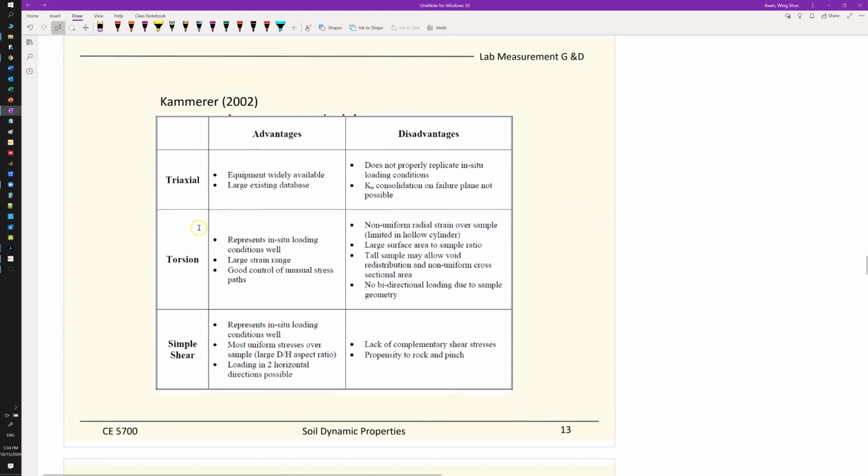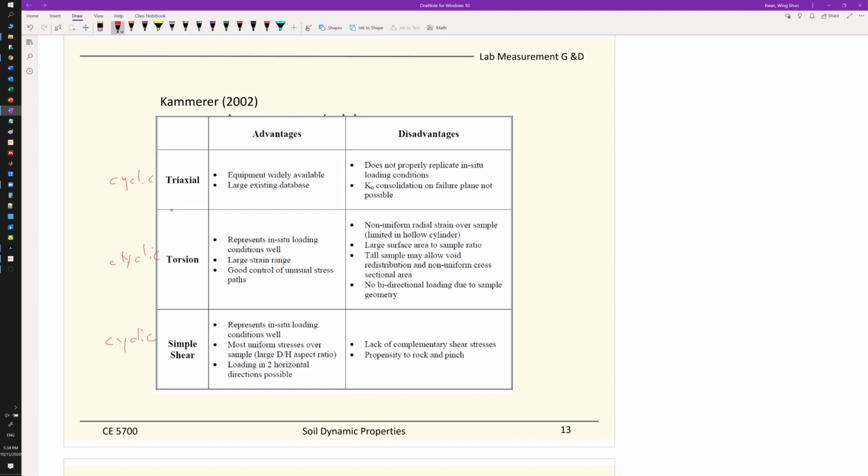So this table here summarizes the three available cyclic testing. All of these are cyclic testing: cyclic triaxial, cyclic torsional test, and cyclic simple shear. So for triaxial tests, the main advantage is the equipment is widely available. Triaxial is a very common type of testing.